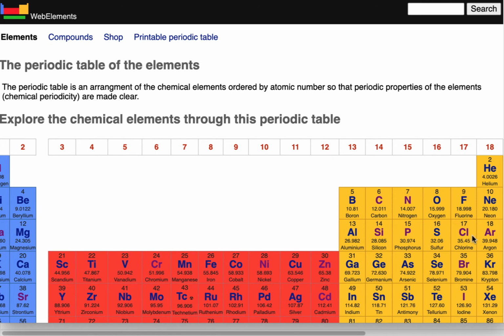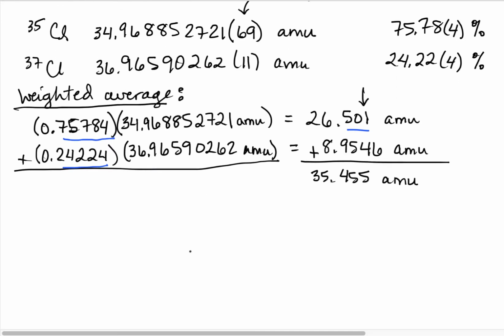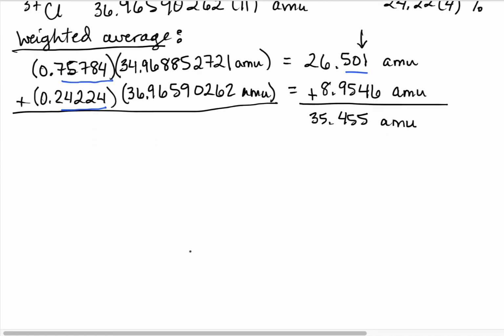Right there, 35.45. We sometimes end up with slight differences in our last decimal place, just depending on how often the periodic table has been updated, because sometimes the masses get updated more. I mean, the individual isotope masses get updated a little faster than the periodic table. Okay, so that's the weighted average.